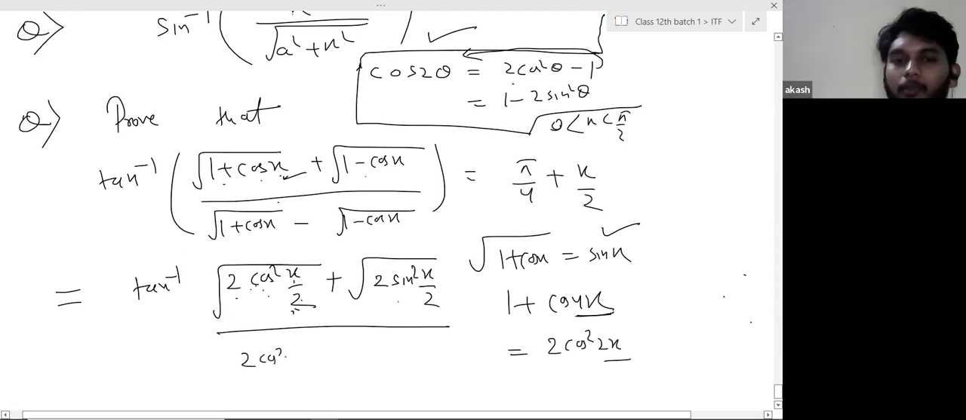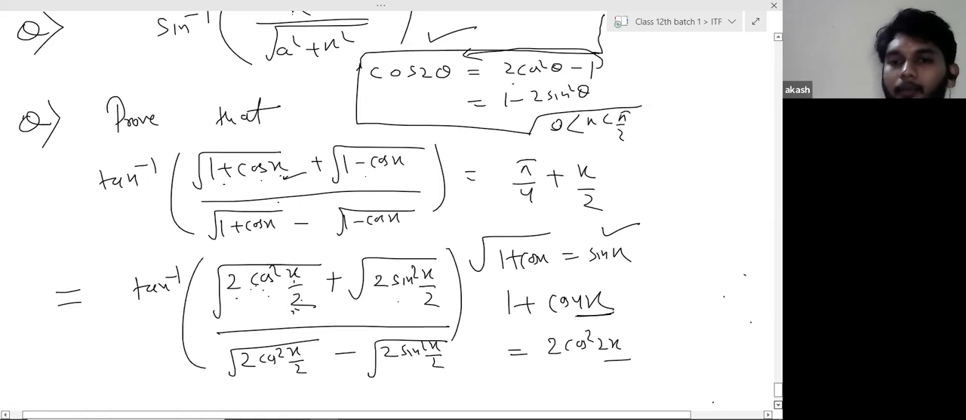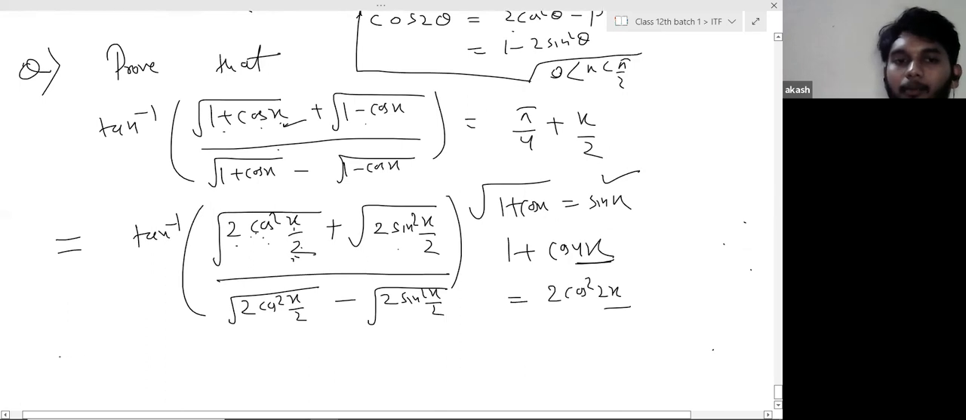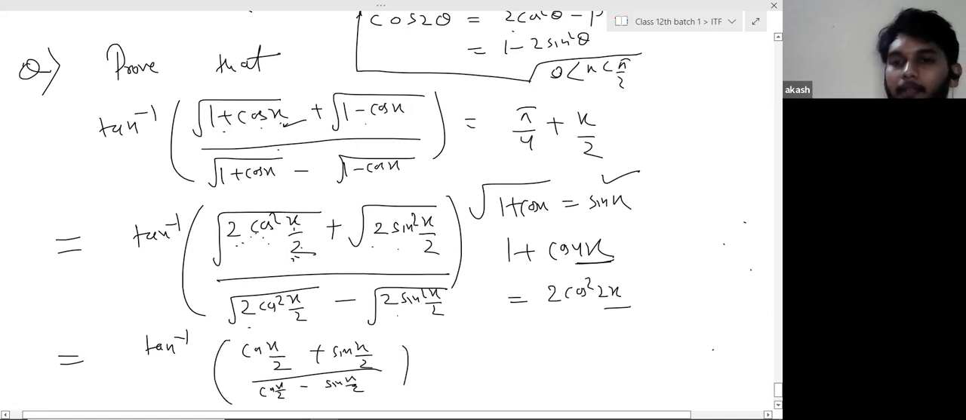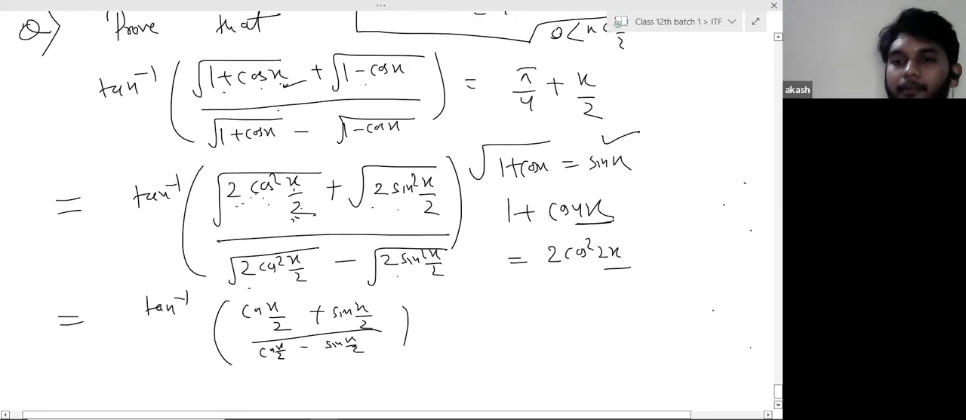So this again is 2 cos square x by 2 minus 2 sin square x by 2. All right. Now what we can do here, take under root 2 common, right? Under root 2 by under root 2, so under root 2 will vanish. So this is tan inverse of cos x by 2 plus sin x by 2 upon cos x by 2 minus sin x by 2. And have we seen this type of equation anywhere?